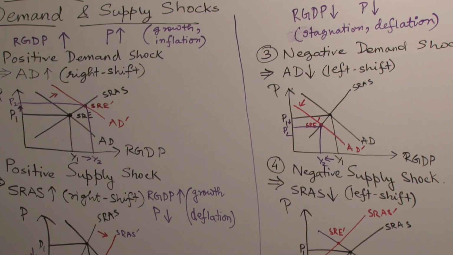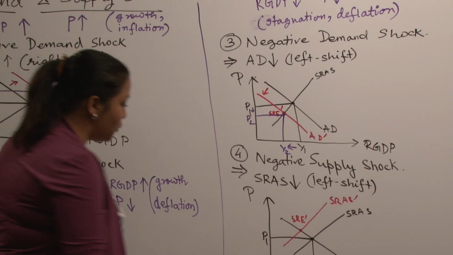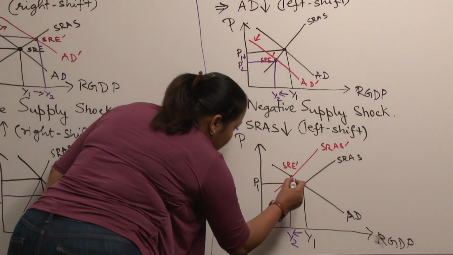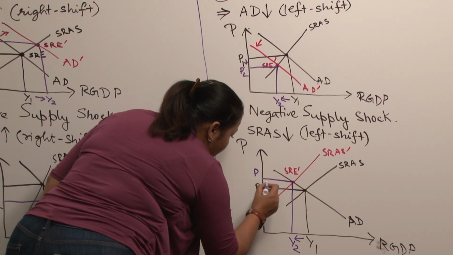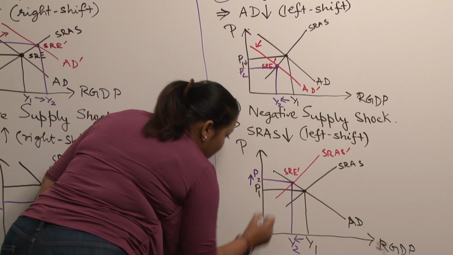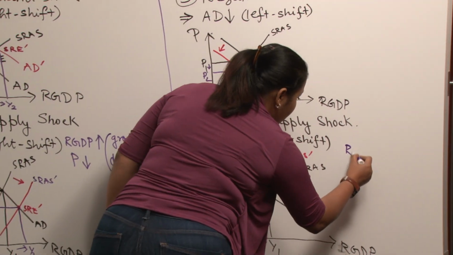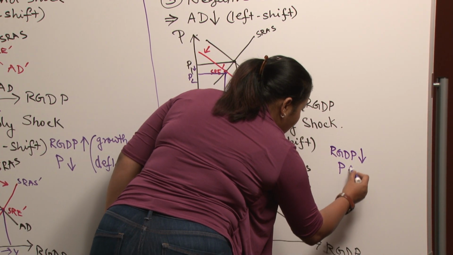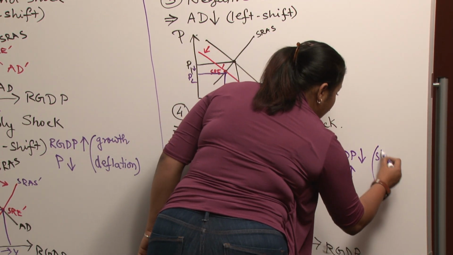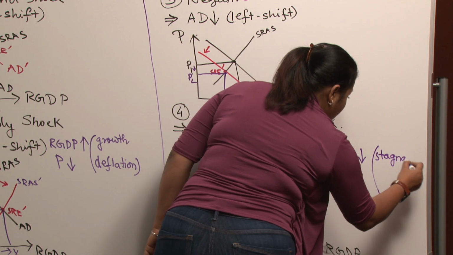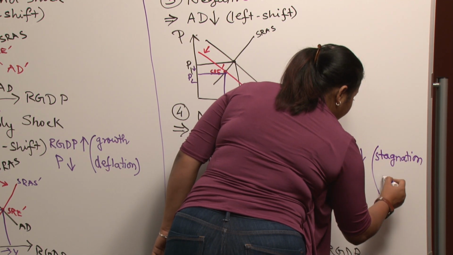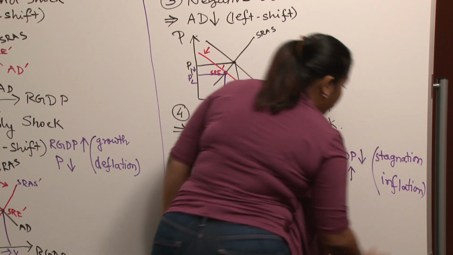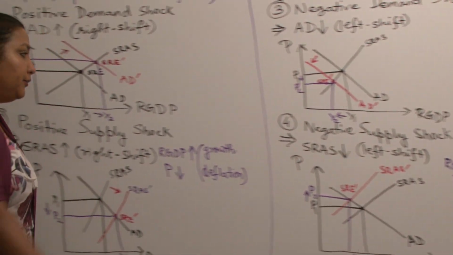Okay? And if you have a negative supply shock, once again you have a lower real GDP and you have a higher price index. Okay, so here your real GDP has gone down and your price index has gone up. So you have stagnation and you have inflation. So you have two undesirable things happening at the same time, stagnation and inflation.